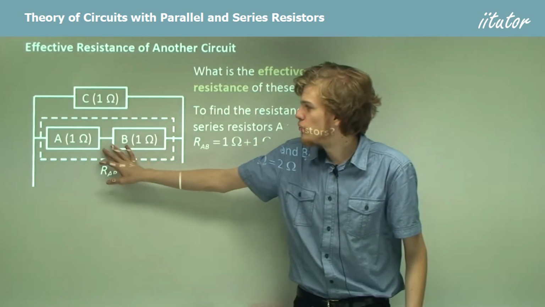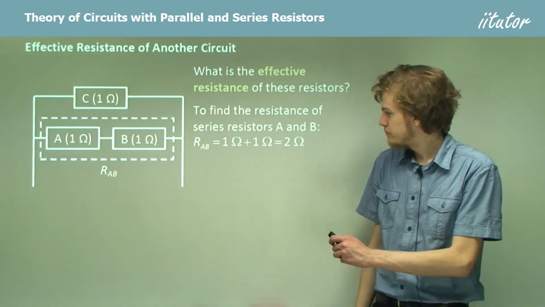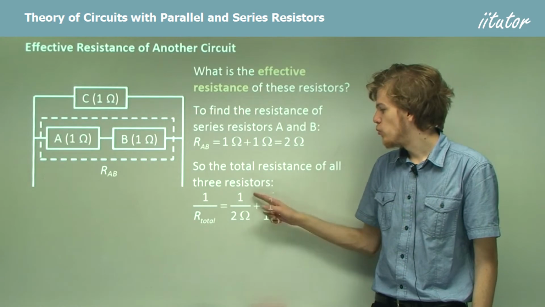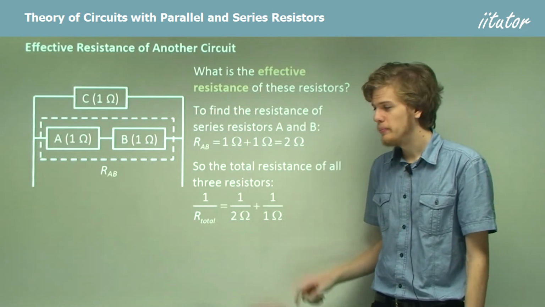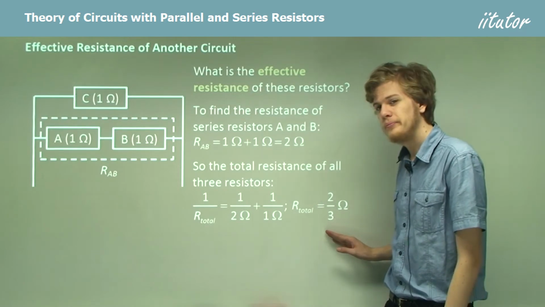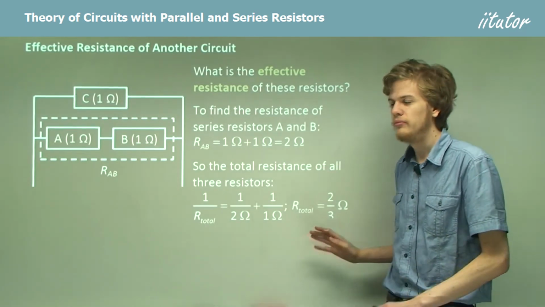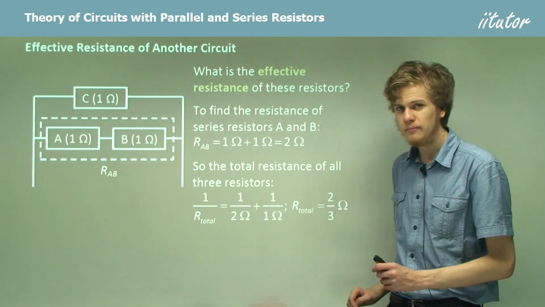So we have a 2 ohm resistor in parallel with a 1 ohm resistor. The total resistance of these will be 1 over 2 ohms plus 1 over 1 ohm. So our total is going to be 2/3 of an ohm. That is 0.666666 and so on ohms, right?